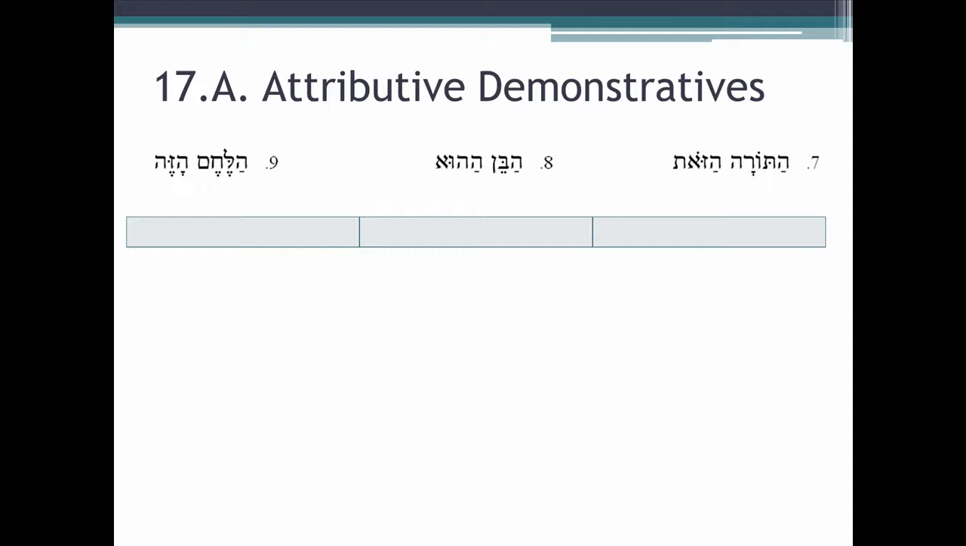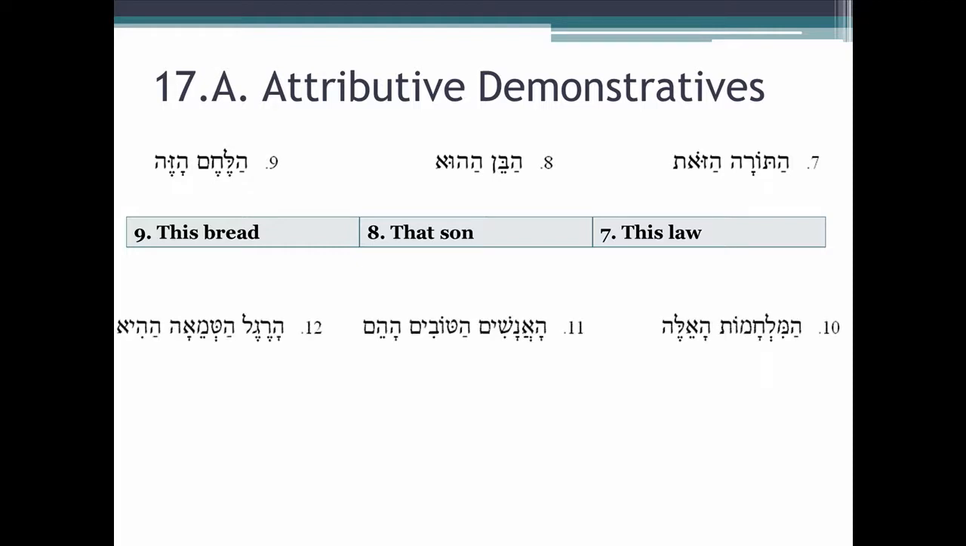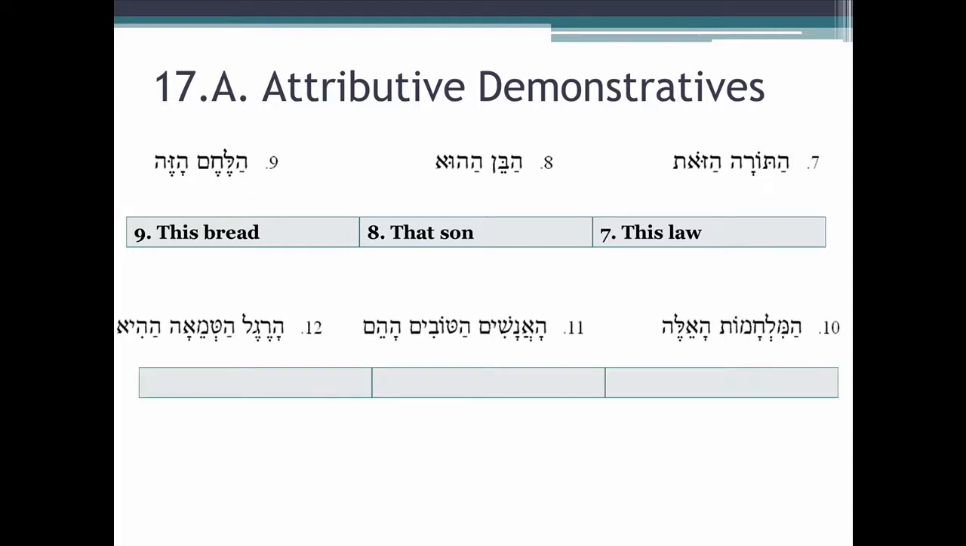Number 7, HaTorah Hazot, this law. Number 8, Haben Hahu, that son. Number 9, Halechem Hazeh, this bread. Number 10, Hamilchamot Ha'eleh, these battles.